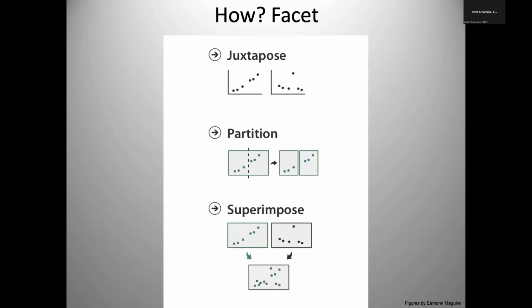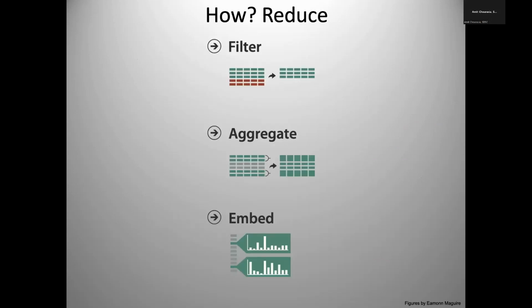We can facet something by creating a side-by-side view as a juxtaposition. We can break things out into partitions, or we can superimpose things as overlays, which is very often done with maps. We may also have a need to filter something and say, don't show the data in this range, or only show the data in this range. Sometimes you may want to aggregate the data and not look at the finest level of detail. At other times, you may want to embed only a portion of the data somewhere. So that's one way to reduce things.